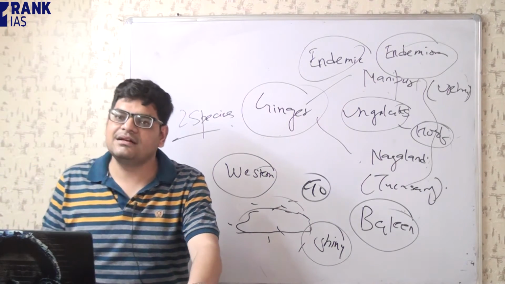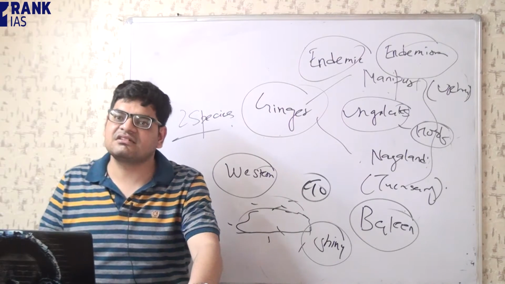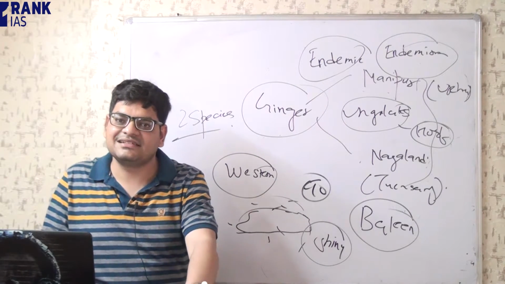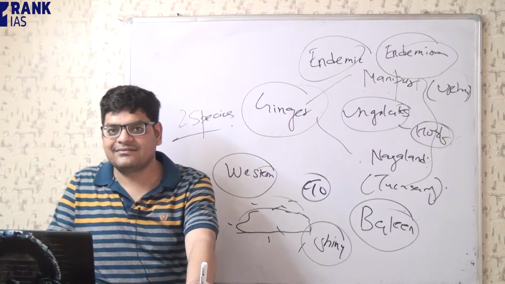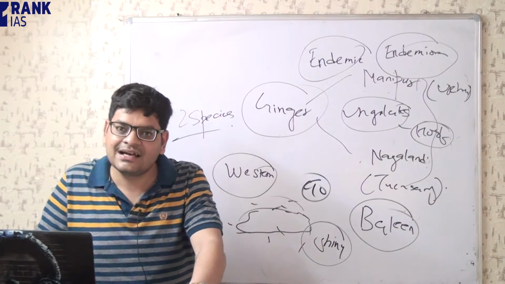So the Narcondam hornbill is a type of endemic species which is only found on Narcondam island, which lies east of Andaman and Nicobar. But since the numbers have increased, it is a victory for the conservation efforts being undertaken.